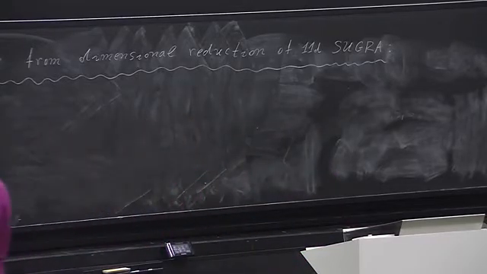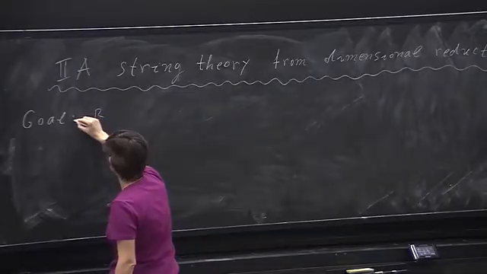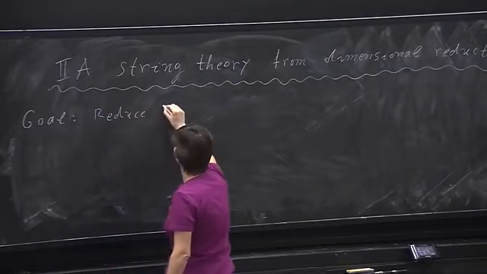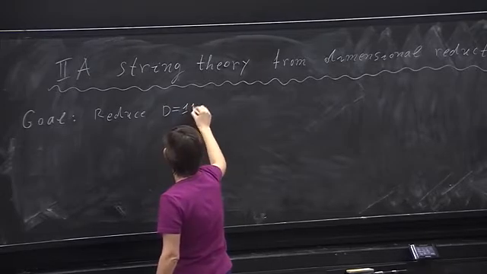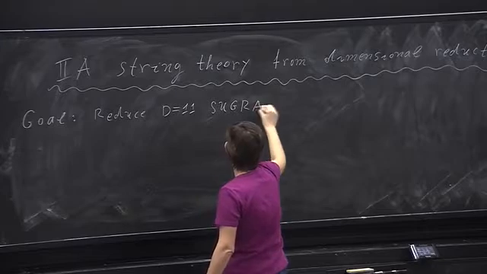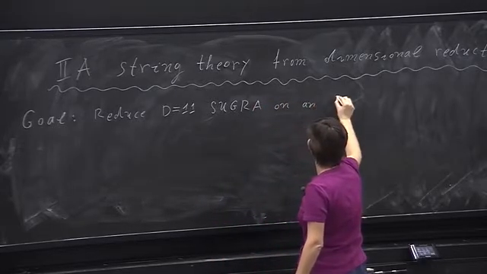So the goal now is to reduce d equals 11 sugra on a circle, on an S^1.